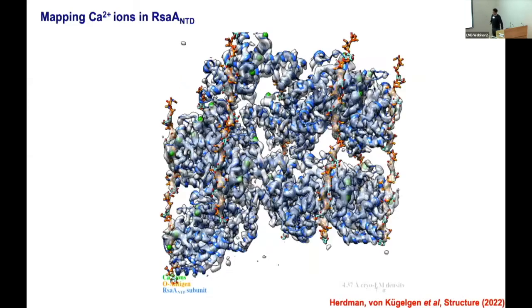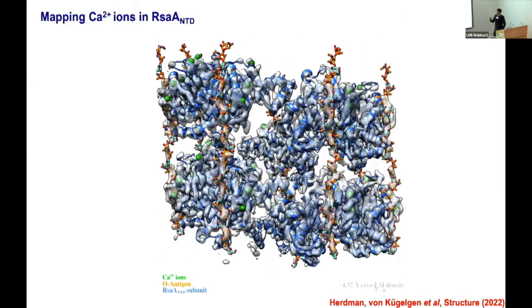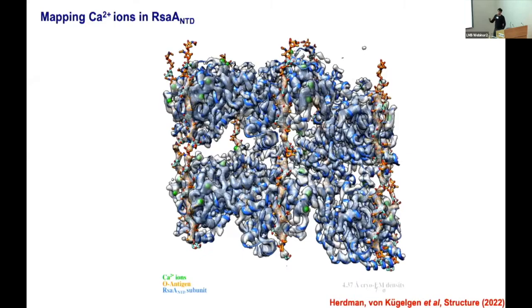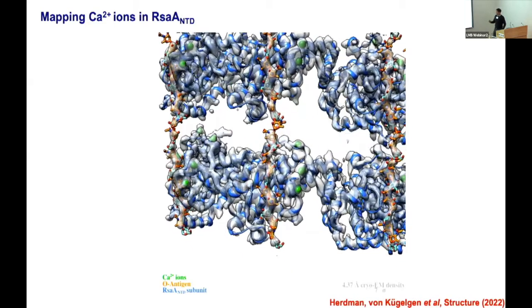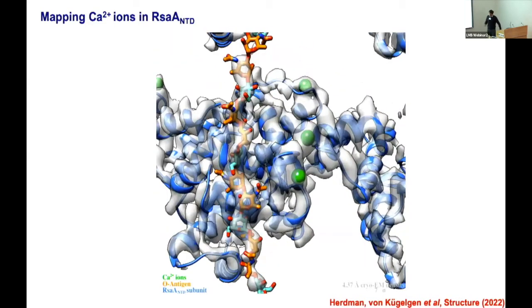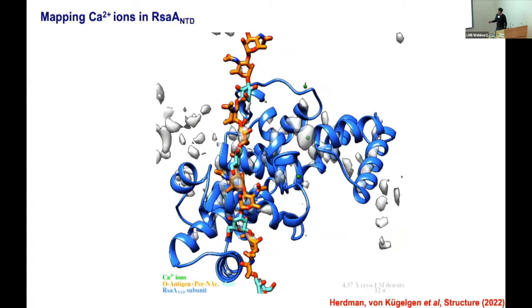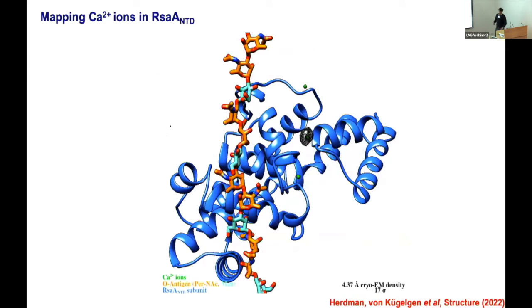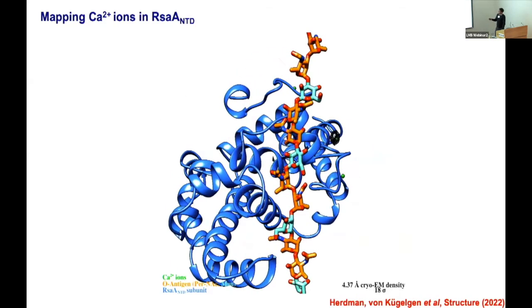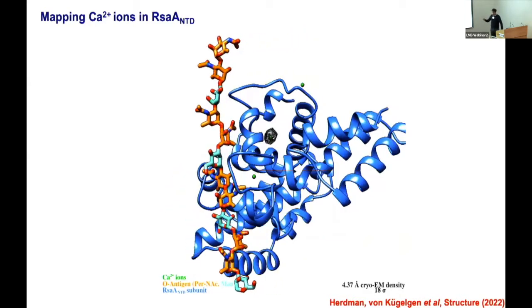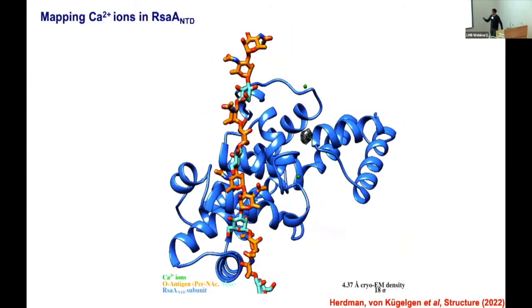So what we've done here is we've prepared a derivative of the single particle using the heavy metal holmium, which is known to replace calcium ions in biological specimens. So this is a map produced with holmium, and here at this contour level, we can identify at least one of these locations that has been replaced by this holmium ion, showing that at least this could support binding with calcium ion.